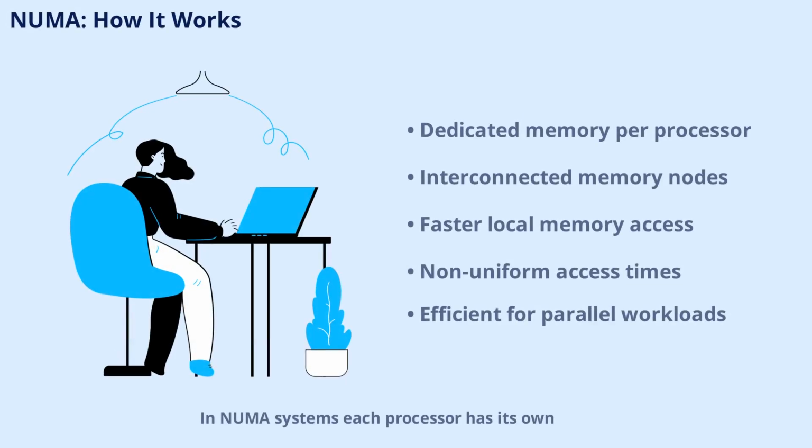In NUMA systems, each processor has its own dedicated memory controller and local memory. These memory nodes are interconnected, allowing processors to access both local and remote memory. However, accessing local memory is much faster than accessing memory attached to another processor. This non-uniformity in access times is the key feature of NUMA. The architecture is well suited for workloads that can be divided among processors, minimizing the need for frequent remote memory access and reducing contention.